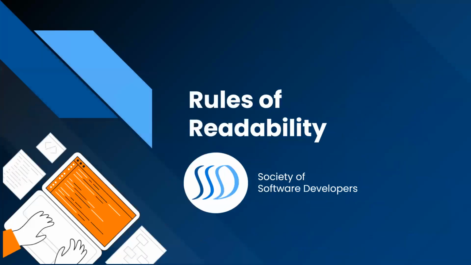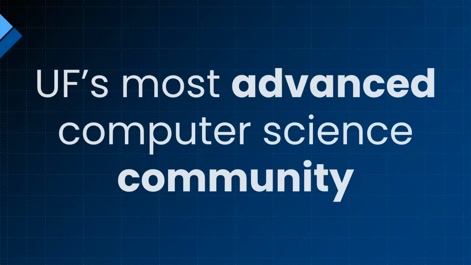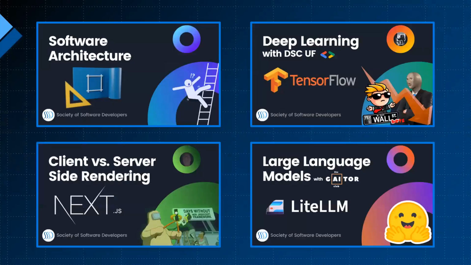So today's workshop is called Rules of Readability. Now, I want to start this off by revisiting something we said at the start of the semester, that we aimed to be UF's most advanced computer science community. And I feel like in our last few workshops, we've really lived up to that claim.